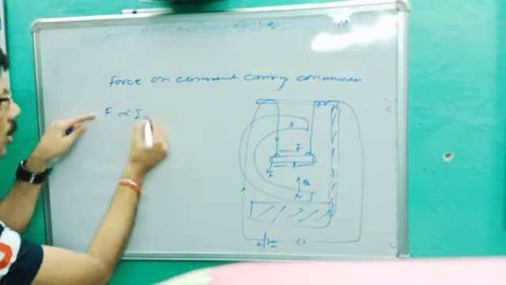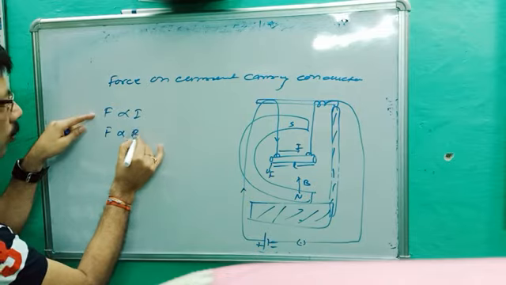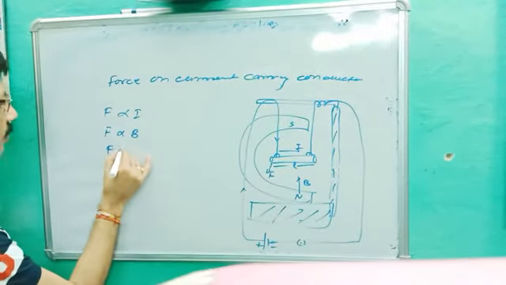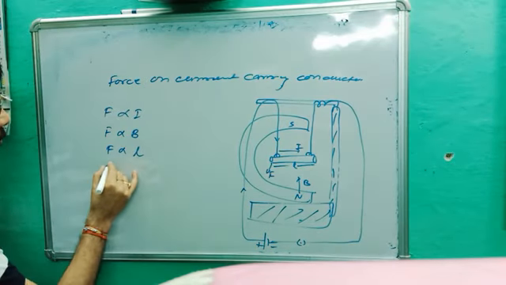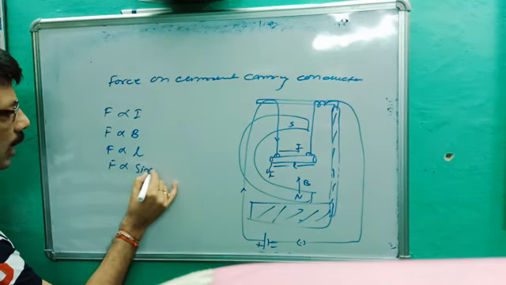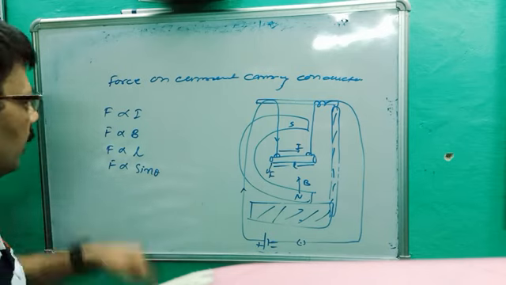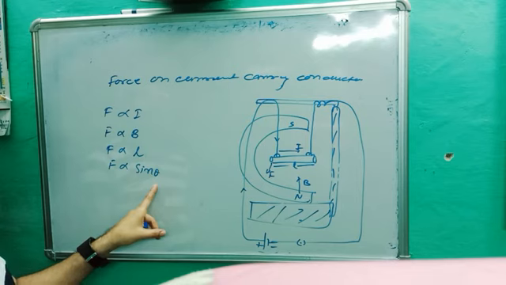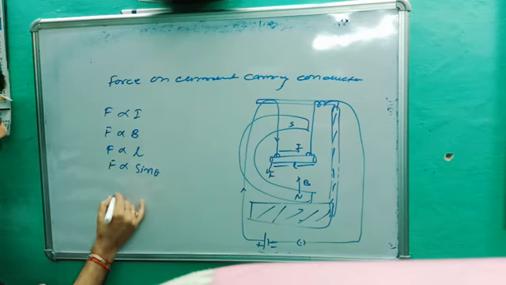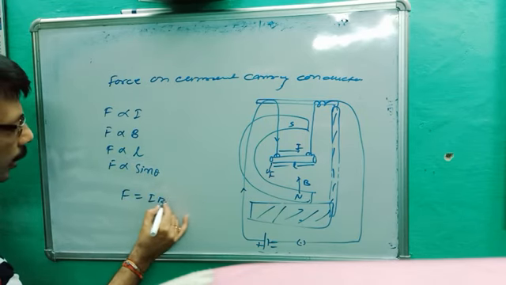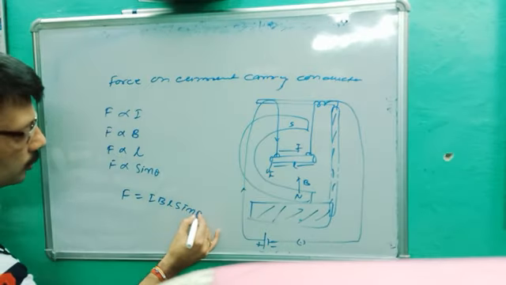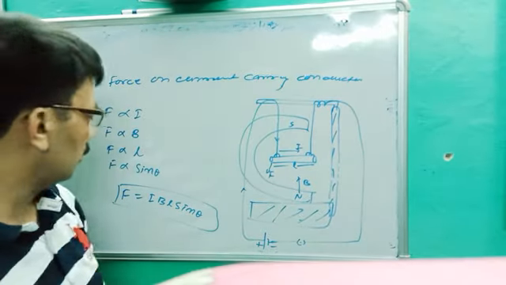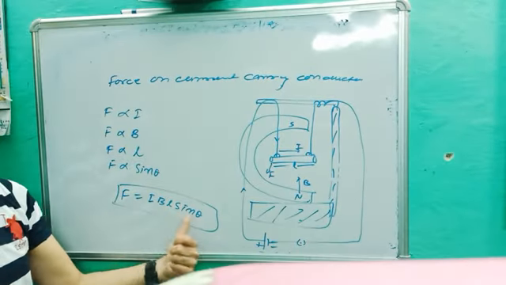Okay, so F is proportional to I, and F is proportional to B, B for the magnetic field acting on the current carrying conductor. Third, F is proportional to L, and fourth, F is proportional to sine theta. So four factors are there: I for current, B for magnetic field, L for length, and theta for the angle between them. If we combine them, we get F is equal to IBL sine theta. Very, very important point: how much force will act on a current carrying conductor? F is equal to IBL sine theta.